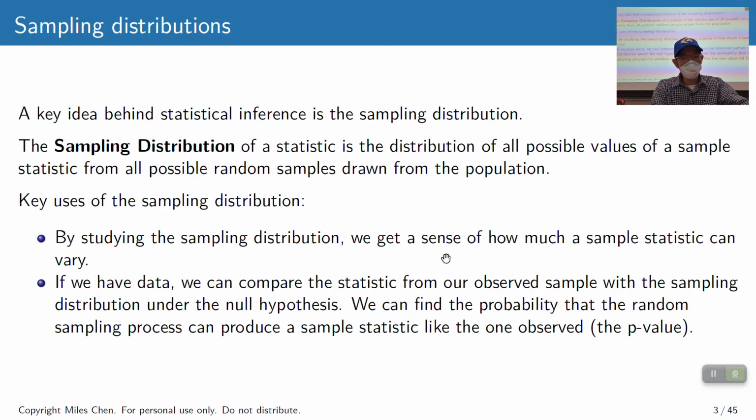And so by studying the sampling distribution, we get a sense of how much this sample statistic can vary from one sample to another. And if you have an actual sample of data, you can compare the statistic in your observed sample with the sampling distribution that would exist under this null hypothesis. And we can say, well, how unusual is this sample compared to the sampling distribution? And we get something like a p-value, and that helps us make decisions.